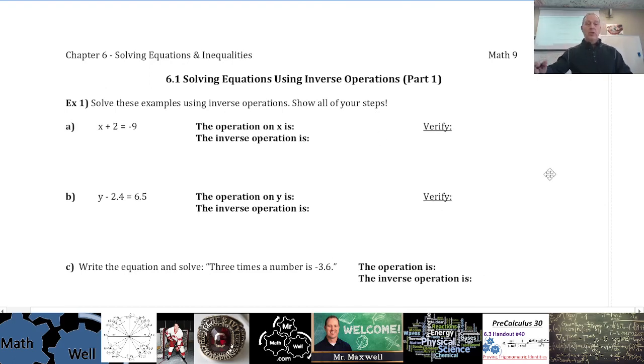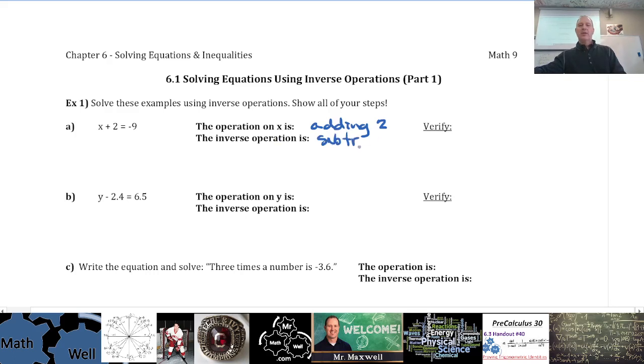Okay, so x plus 2 equals negative 9. Again, we're just training ourselves here. The operation on x is, so you're going to put right here, you're going to put adding, because we're adding a 2. Even better, let's say adding 2. So the inverse or opposite operation of adding is subtracting 2.